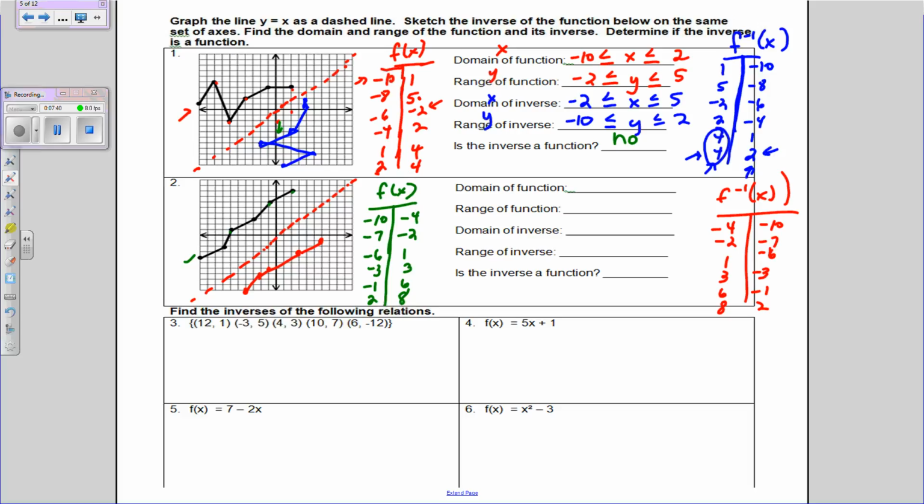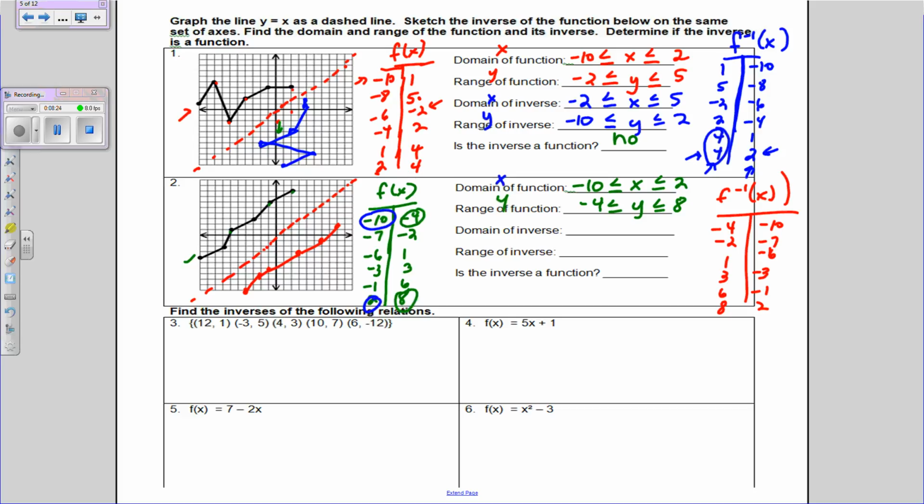And forward 8 and up 2. And I'm going to look in the table for the domain on the function. Here's my low and here's my high. So for the domain, which is x of the function itself, we go from -10 less than or equal to x less than or equal to 2. For the range of the function, I see the low right here is -4 and high is 8. So we say -4 less than or equal to y less than or equal to 8.